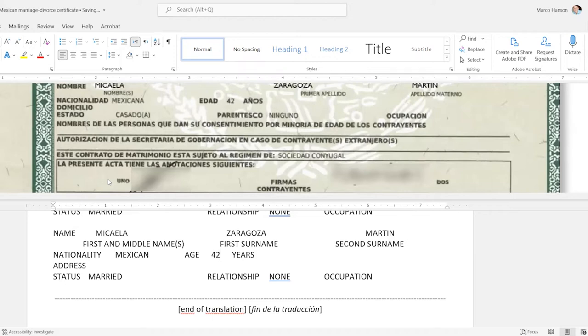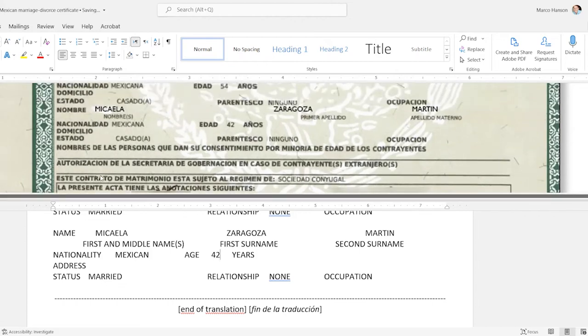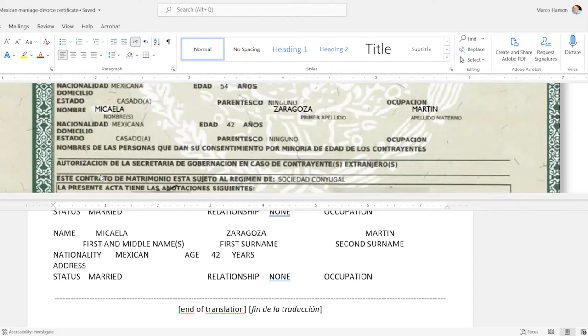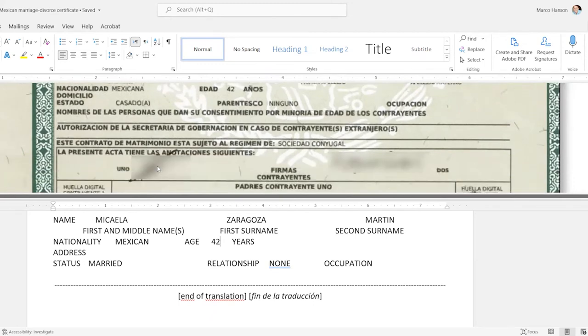And I see that for the estado, it says casado o casada. Sometimes the Spanish is gender specific and the English is gender neutral. And sometimes the Spanish is gender neutral and the English is gender specific. And sometimes they're both gender neutral and sometimes they're both gender specific. So you have to look at the full context and figure out, do I need to specify the gender in my target language or not? In this case, it's gender neutral and English married can apply to male or female.